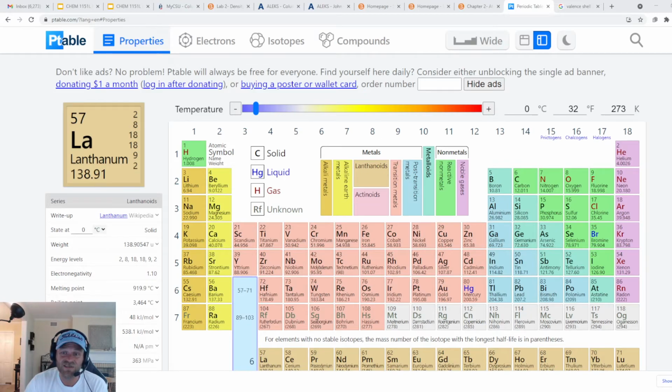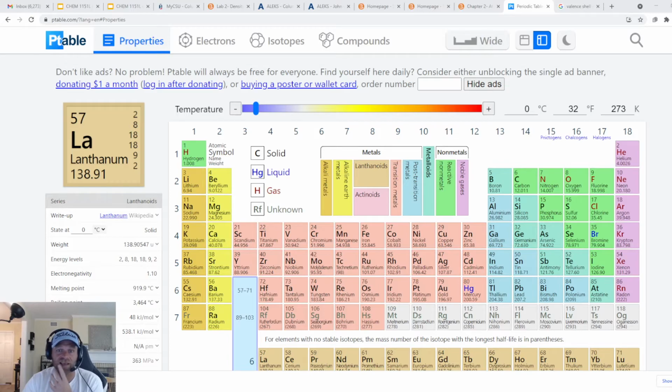But the easiest way to do it, because we typically don't worry about these middle transition metals, is to just look at the group number. So group 1, hydrogen, all have 1 valence electron. When you get to group 2, all have 2 valence electrons. Coming over here to the right, the noble gases all have 8 valence electrons.